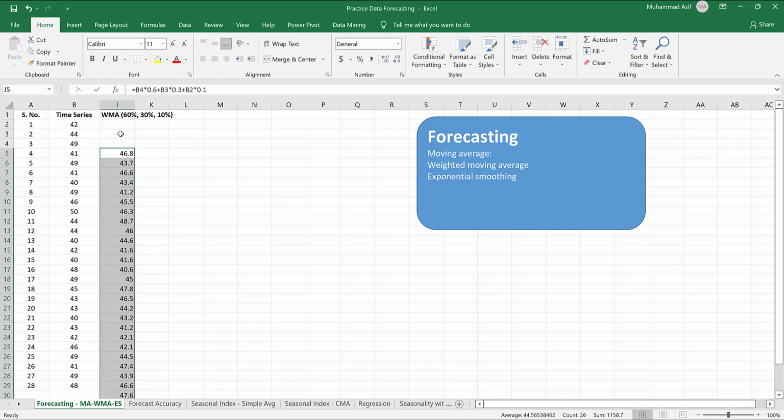Again, the idea behind weighted moving average is that we do recognize that, for example, let's say in these three values, 49 is most important. It is current. It has more value, more weightage compared to 42 and 44. So therefore, we assign it more weightage. So this was assigned 60% weightage. 44 was assigned 30% weightage, and plus 42 that was assigned only 10% weightage.